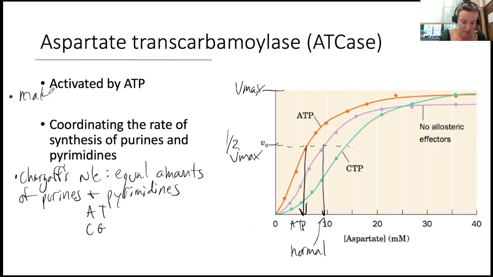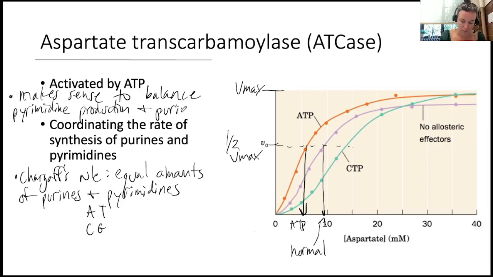So this makes sense to balance. So we need to activate this enzyme if there's a lot of ATP around, because that is a signal that we have plenty of purines and we need to make enough pyrimidines. Excellent.